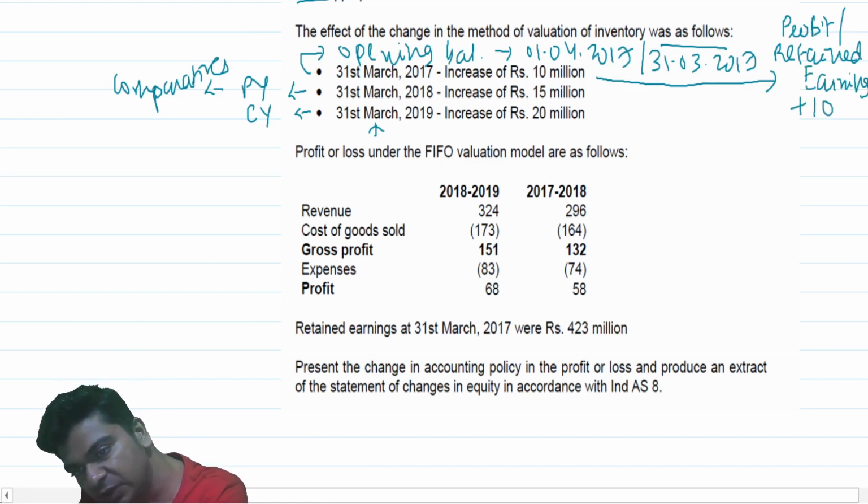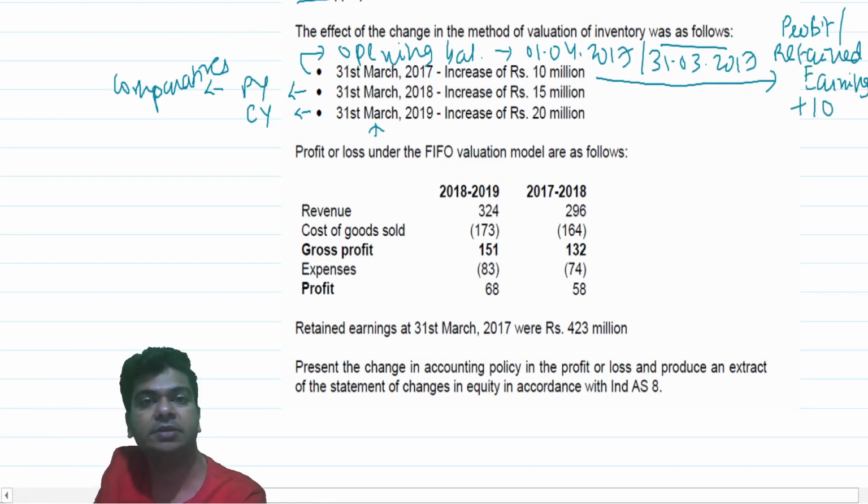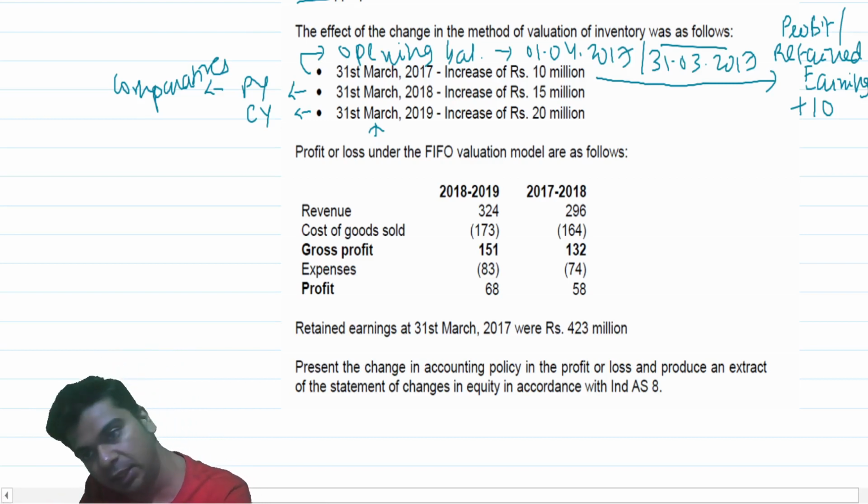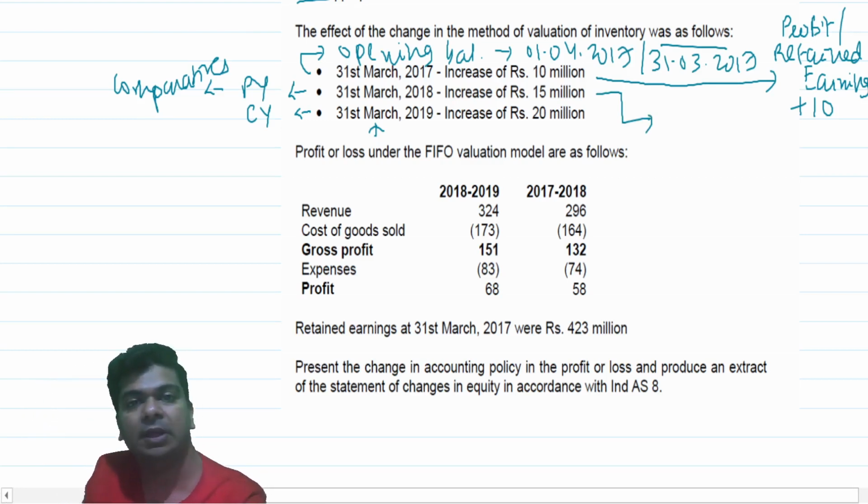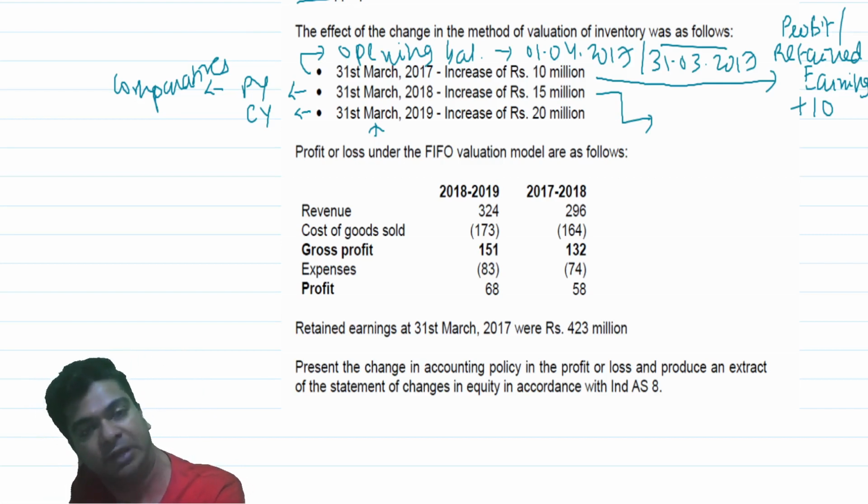Your retained earnings will increase by 10 million. The moment you increase the closing inventory, naturally the retained earnings will increase. However, that will not be so when you do it for 31st March 2018. They are saying inventory will increase by 15 million, but your profit will not increase by 15 million.